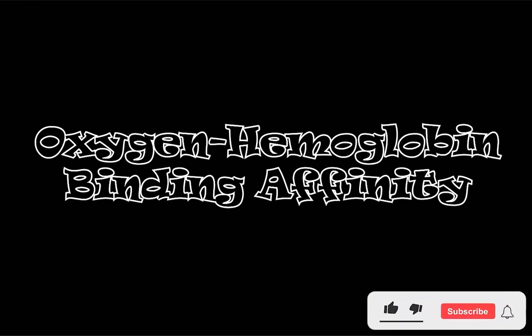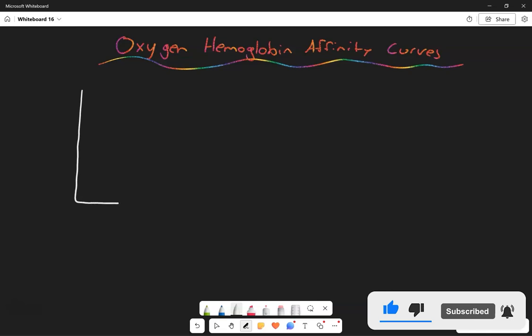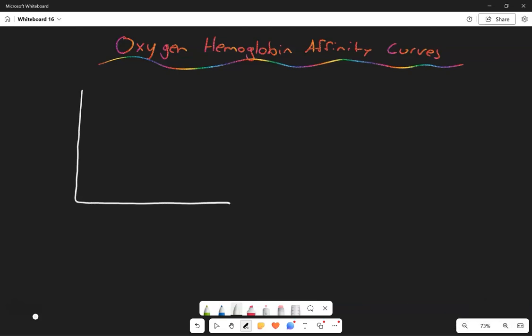When we talk about oxygen binding to hemoglobin, we use something called an affinity curve. This affinity curve basically tells us at what partial pressure of oxygen the hemoglobin becomes saturated. So we can graph percent saturation of hemoglobin versus the overall partial pressure of oxygen. Now, this curve is shaped in such a way that it looks a little something like this.